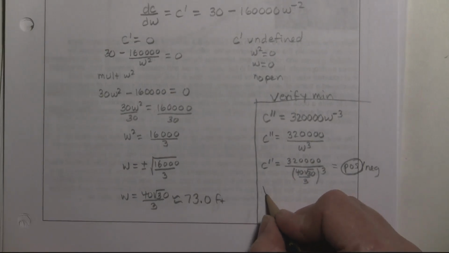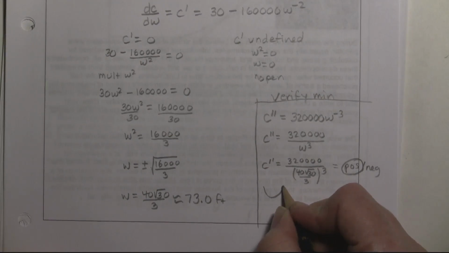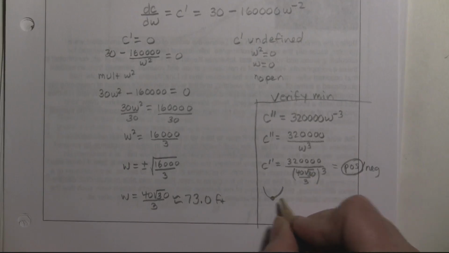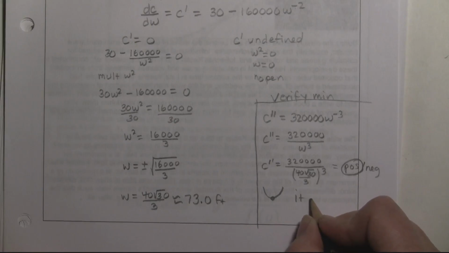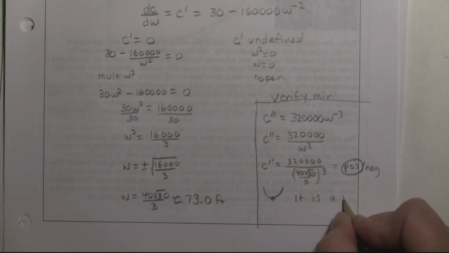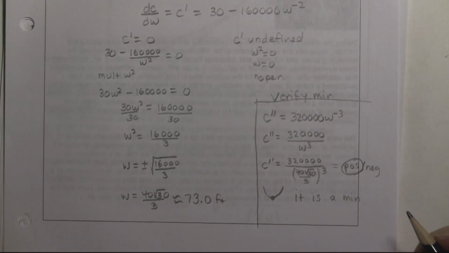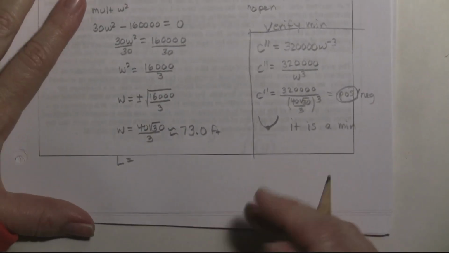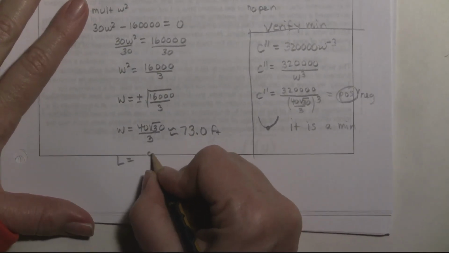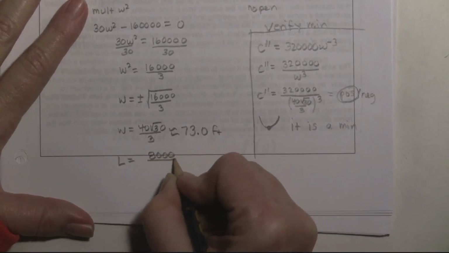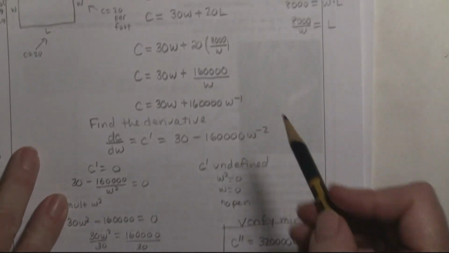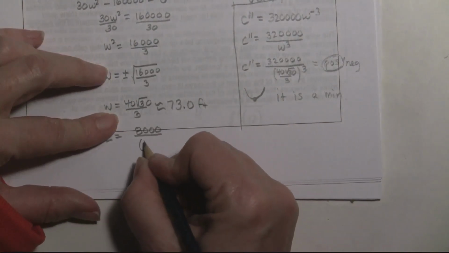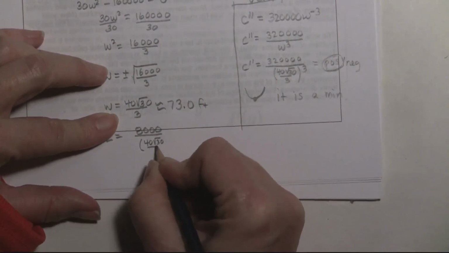And so since this is positive, that means that at this critical value, it's concave up. So I'm going to draw something that looks concave up. So here's concave up, right? Because it was positive. The second derivative tells me concavity at this critical value. And so it's a minimum. It is a minimum. And so now I'm ready to find what L is. And so L is, using the equation that I have there, 8,000 divided by W. And W is 40 square roots of 30 over 3.